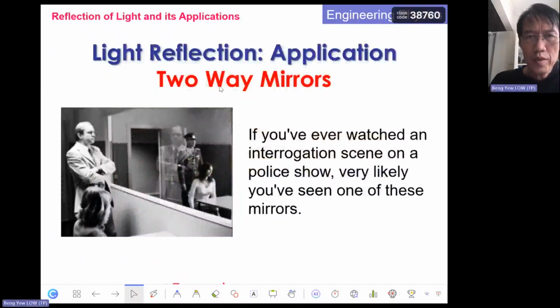What are some applications of light reflection? There are many. Reflection is used in mirrors, road safety, energy collection, astronomy, etc. We will discuss one such application, which is the two-way mirror. Two-way mirrors are used in interrogation rooms. The way it works is that some light is reflected, making it a mirror, yet some light goes into the dark room behind the mirror, making it possible to see into the lighted room, but not the other way around.